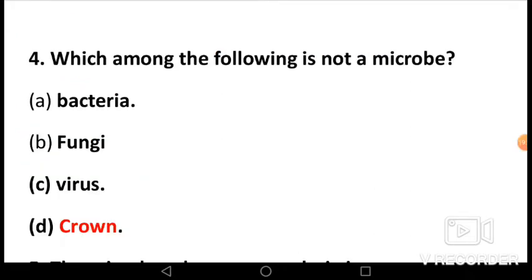Fourth is, which among the following is not a microbe? So there are four main types of microbes, which are virus, bacteria, fungi and protozoa. So here crown is not a type of microbe. So the answer is crown.